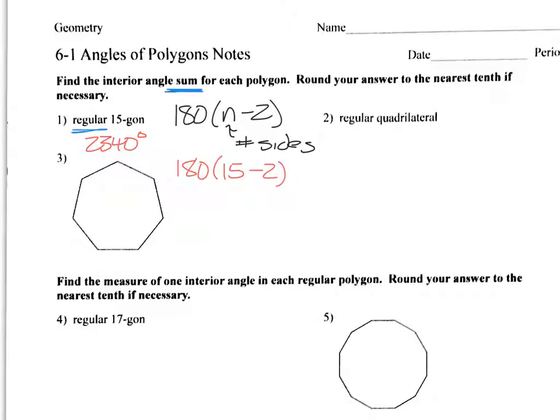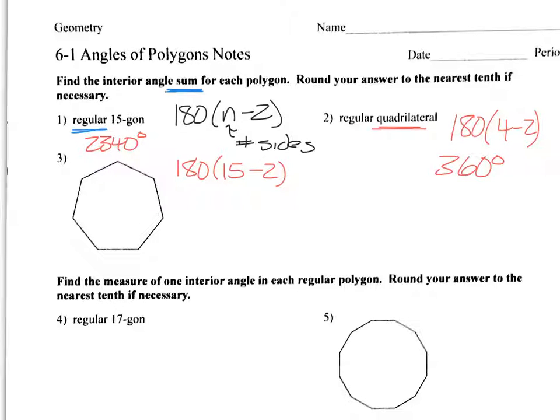Okay, number 2, a regular quadrilateral. We're going to have to know some terms here. Quadrilateral means four sides. So 4 sides would be 180 times 4 minus 2, and if we do that we get 360.